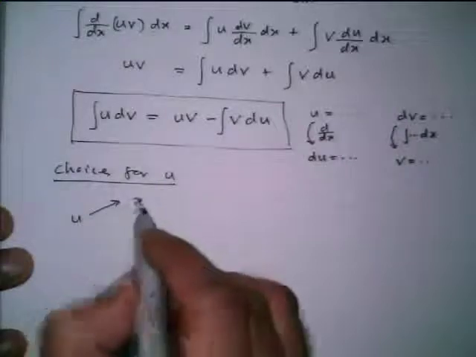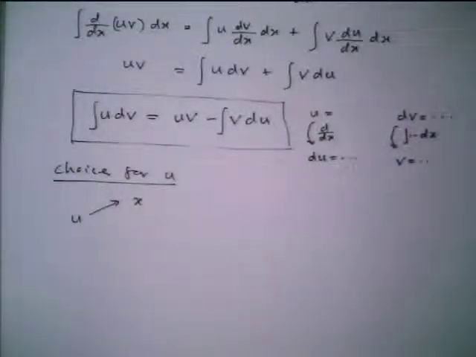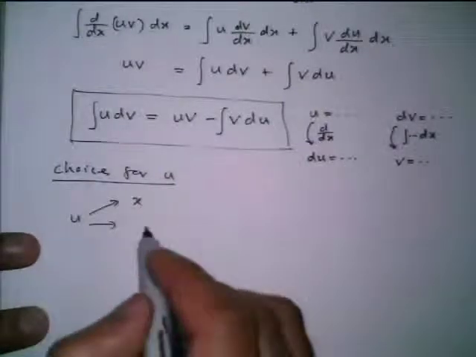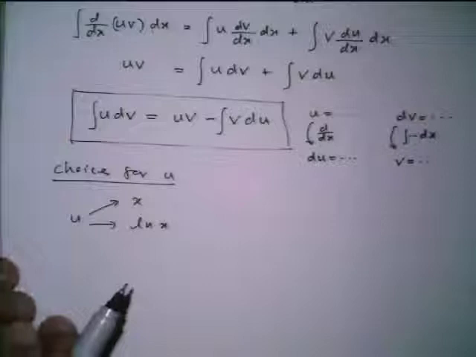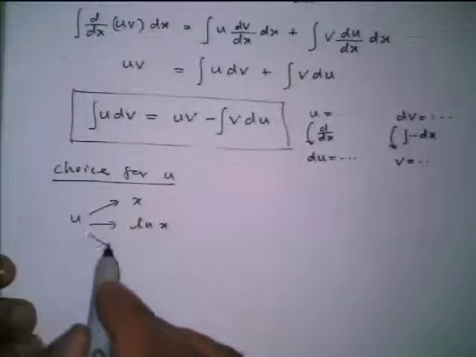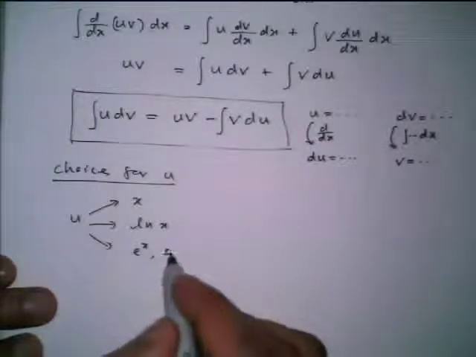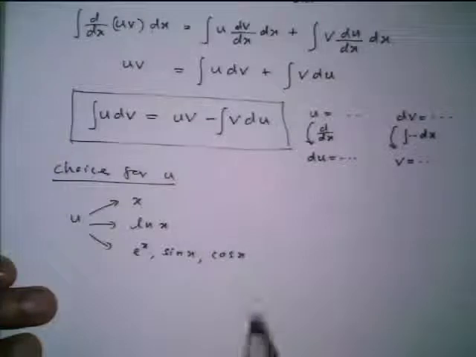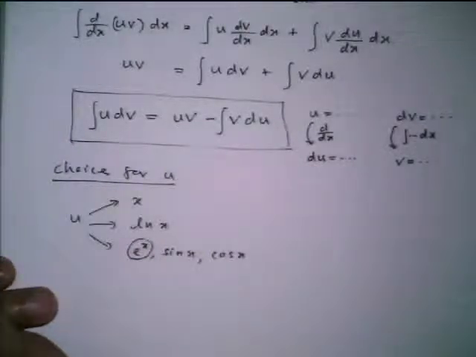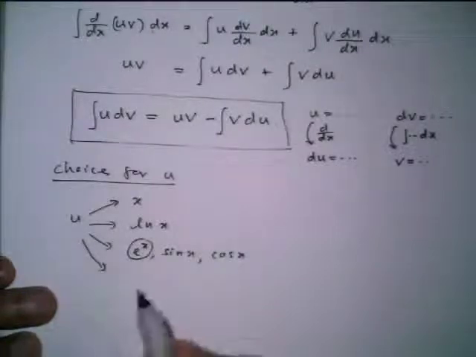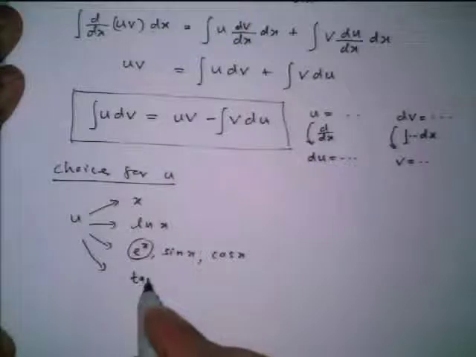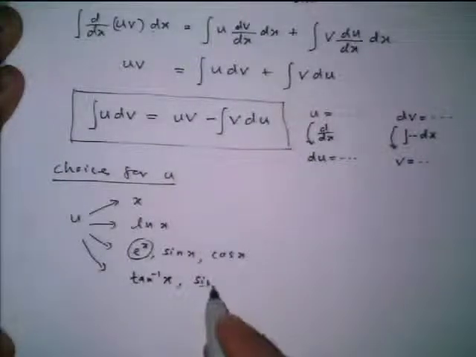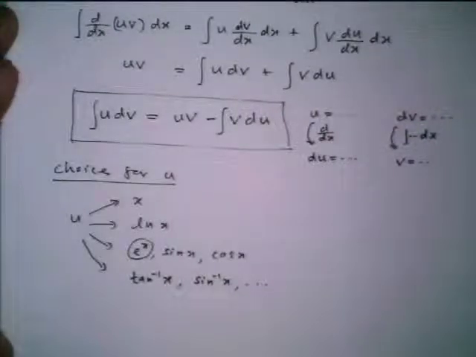If there's an x term in the expression, x and some other terms, most of the time you're going to pick that x as u. And if you have a log term like ln x, you're going to pick that as u. If we have e to the x and sin x, cosine x, terms like that, we normally pick this part as u. And if you have any complicated expressions like tan inverse or sine inverse, we're going to pick these as u. Okay, so those are the choices for you. So that's the theory part.